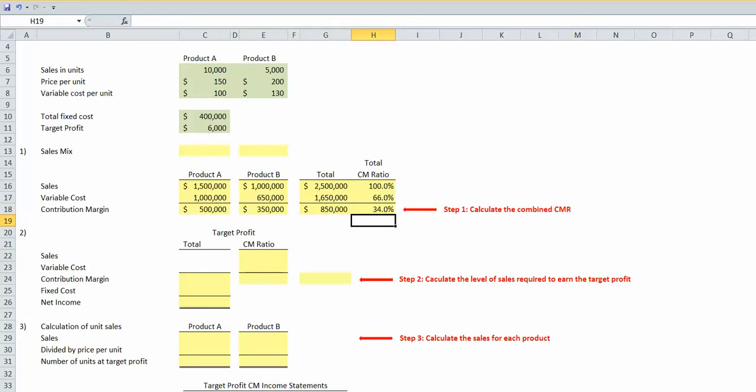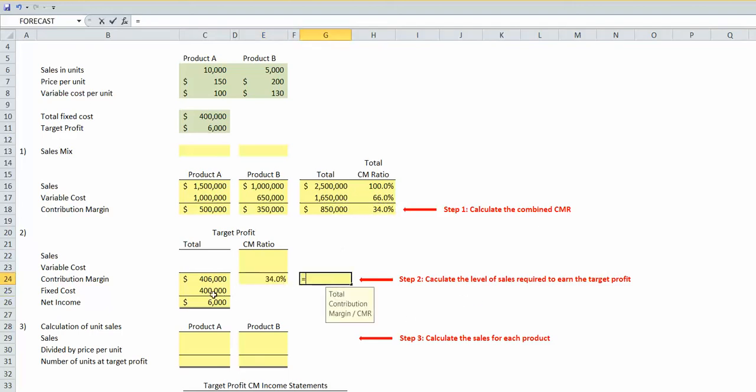Our second step is to calculate then the level of sales required to earn our target profit. Again, we're going to go with a no tax situation. Our target profit was $6,000. Our fixed cost is $400,000, which means we need to earn a total contribution margin of $6,000 plus $400,000 of $406,000. We're going to pick up our contribution margin ratio from part 1 of 34%.